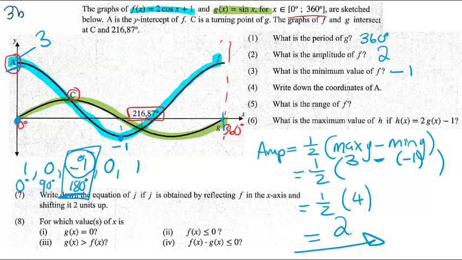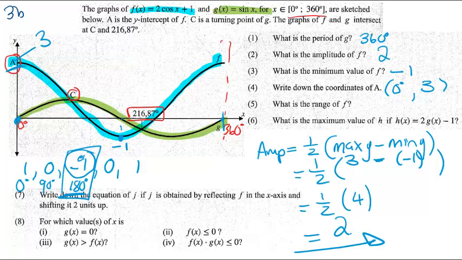Write down the coordinates of A. Coordinates are going to be X and Y values. The X value for A is 0 degrees and the Y value for A is 3. We just calculated that when we did the amplitude calculations. What is the range of f?